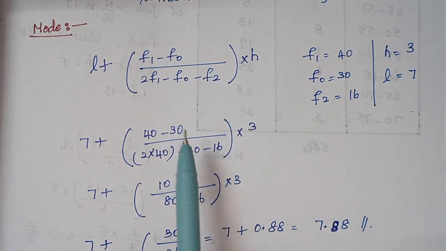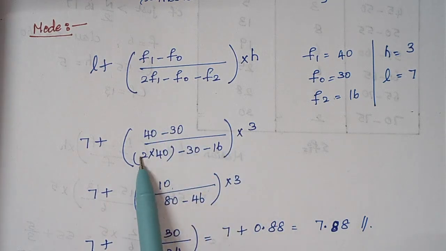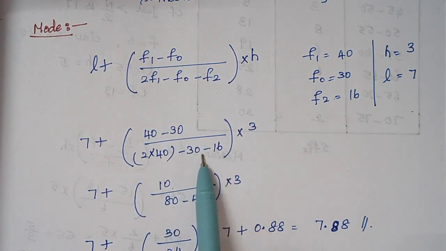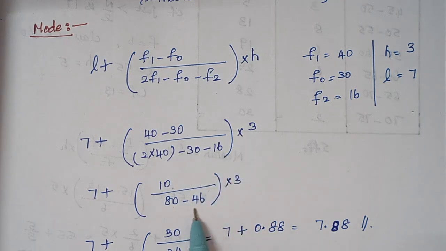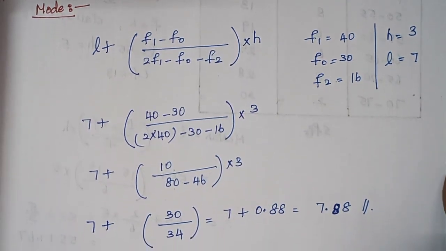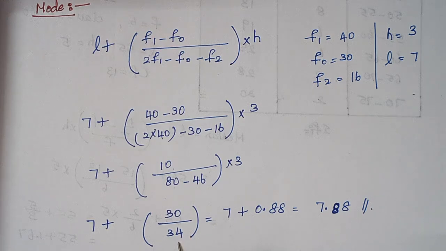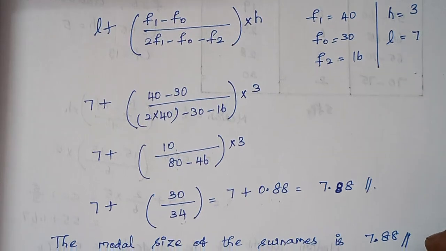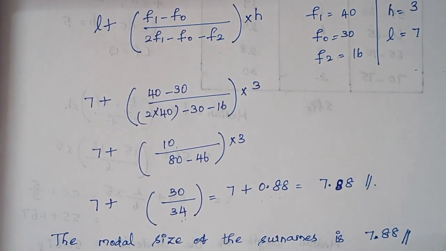Once you substitute, you see 40 minus 30 gives 10. 2 into 40 gives 80 and minus 30 minus 16 makes minus 46. So 80 minus 46 gives you 34. So 10 by 34 gives the answer 0.88. So 7 plus 0.88 gives the answer 7.88. Therefore, the modal size of the surname is given by the number 7.88.